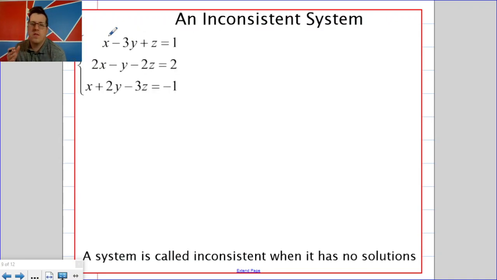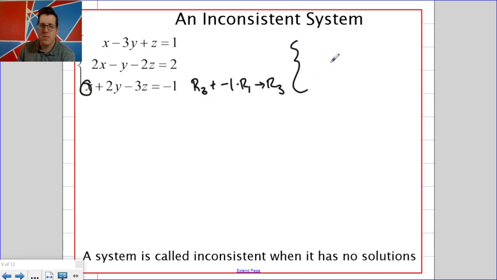A system is called inconsistent when it has no solutions. So, for example, if I started to try to solve this, to eliminate that x, I might say row 3 plus -1 times row 1, and put that in row 3. I'm still going to do this just one step at a time. Eventually, I'll do 2 steps at a time. But it's nice to start slow and not try and overdo it. You know, this is all new to us.